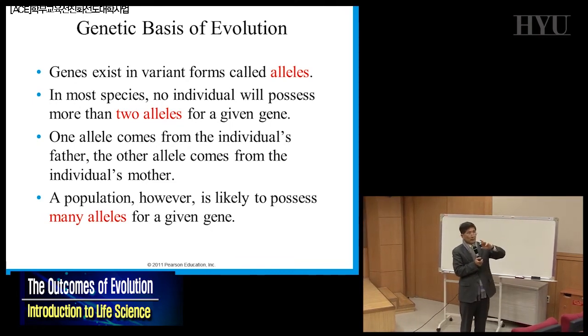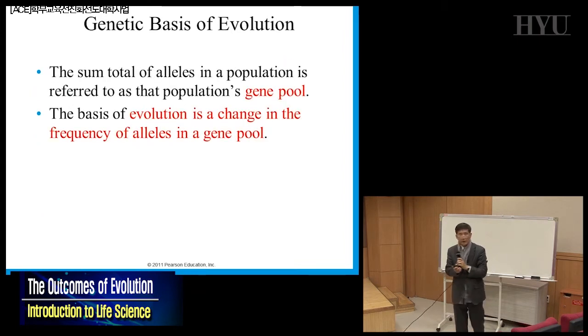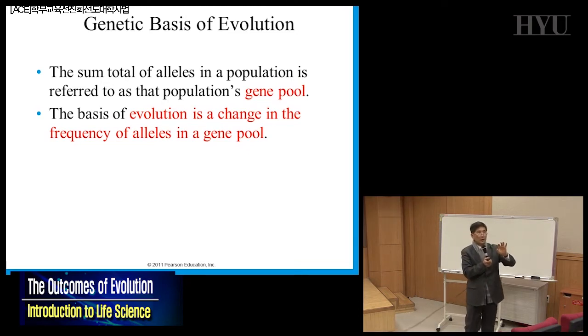Let's say the genes that determine our hair color. There can be many different alleles, but we can have only two. Now, as a population, we can think about these many different alleles. We can call it the gene pool. It's like a swimming pool with many different alleles. That's the basis of genetic evolution. What does that mean? The sum of all alleles of a population is referred to as the population's gene pool.